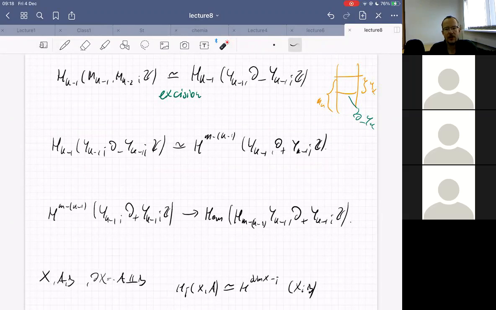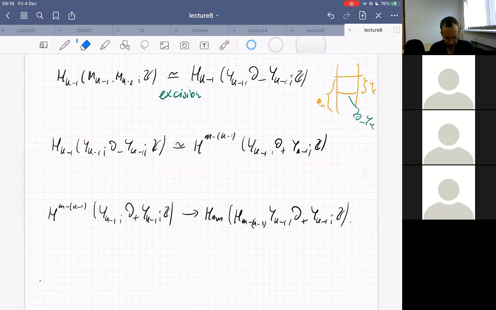Okay, and now the next step is the hardest to understand if you are not familiar with homology groups. And if you're familiar, it's the nicest. It's the evaluation map. So, what is the difference between homology?